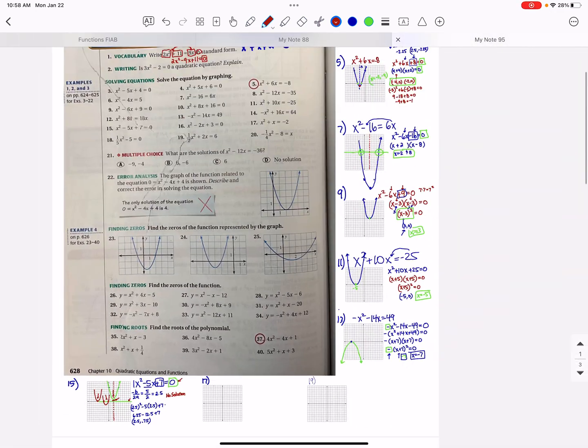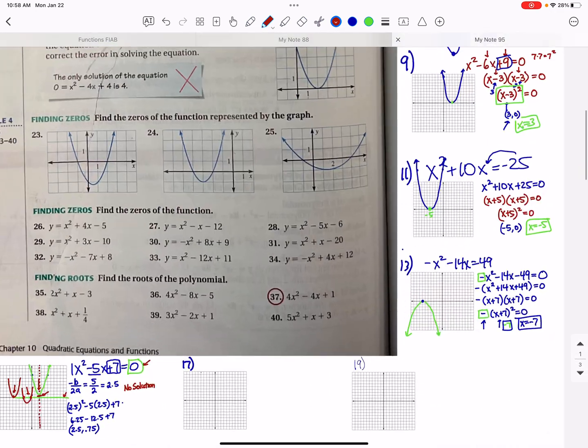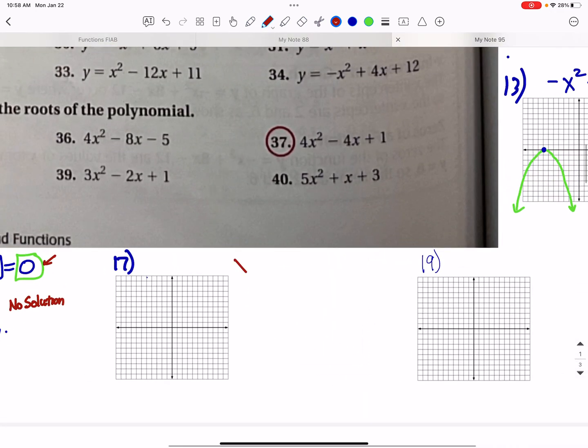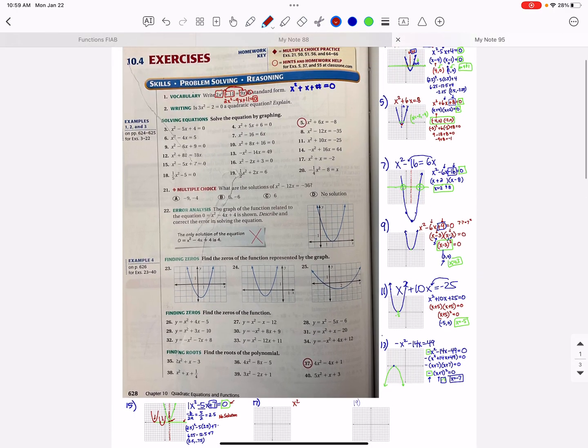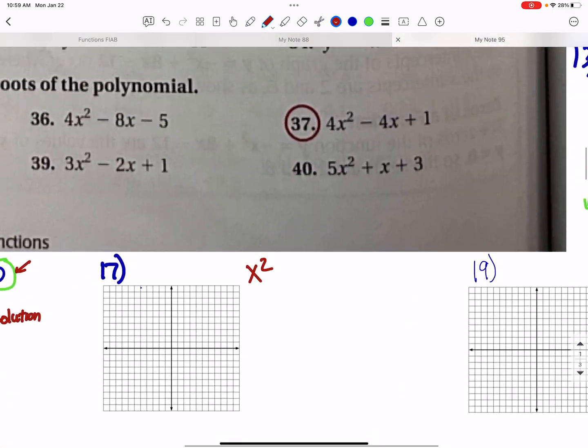All right, let's go, 17. X squared plus x equals -2. All right, let's make this equal 0. X squared plus x plus 2 equals 0. All right, so let's do what I can do. I know this graph starts at 2.